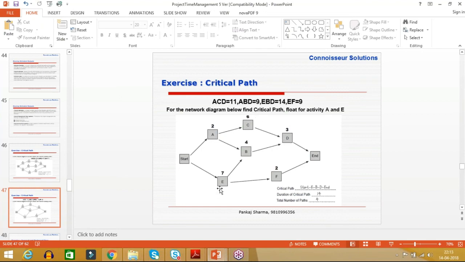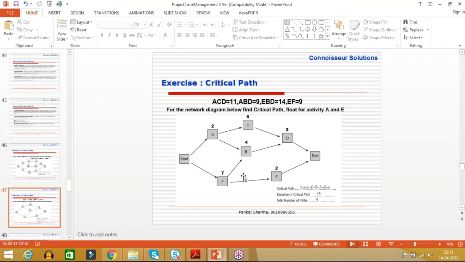What is the float of D? Float for activity D is 0. Why? Because it's on the critical path. E is also 0, because it is on the critical path, right? Yes. Okay. So, what is the float of F?